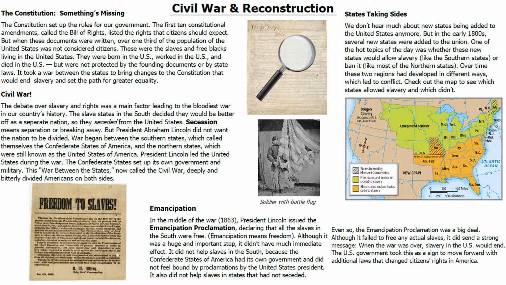Even so, the Emancipation Proclamation was a big deal. Although it failed to free any actual slaves, it did send a strong message. When the war was over, slavery in the U.S. would end. The U.S. government took this as a sign to move forward with additional laws that changed citizens' rights in America.